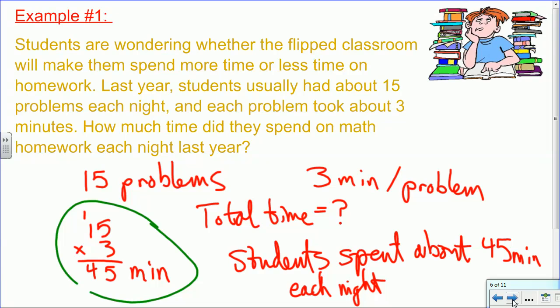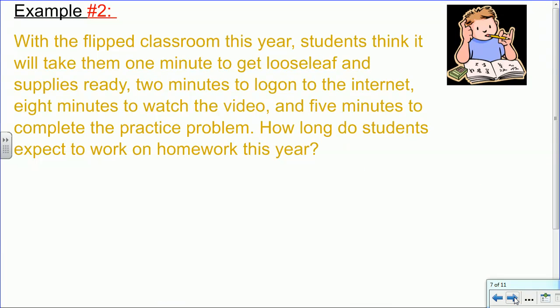Alright, we're going to move on to the next example. Sometimes we'll just have one, other times we'll have two. You'll notice again at the top, number 2 is in red. I expect you to always label which problem or which example you're doing from the work.